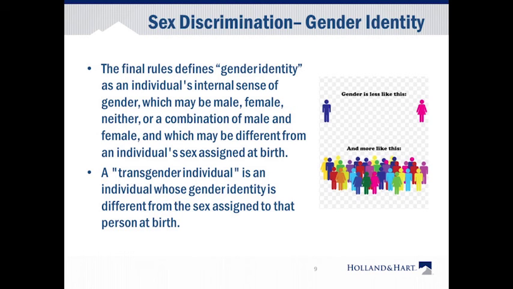Again, this is based on a federal case known as Price-Waterhouse versus Hopkins that was decided many, many years ago. And so this is not a new concept, but it is the first time that we put it into regulations. And what I thought was most interesting about it is that it seems to go beyond just the idea of male, female, or transgender, but also to this idea that people may identify as being of neither sex or of both sexes at the same time. A transgendered individual is an individual whose gender identity is different from the sex assigned to that person at birth.